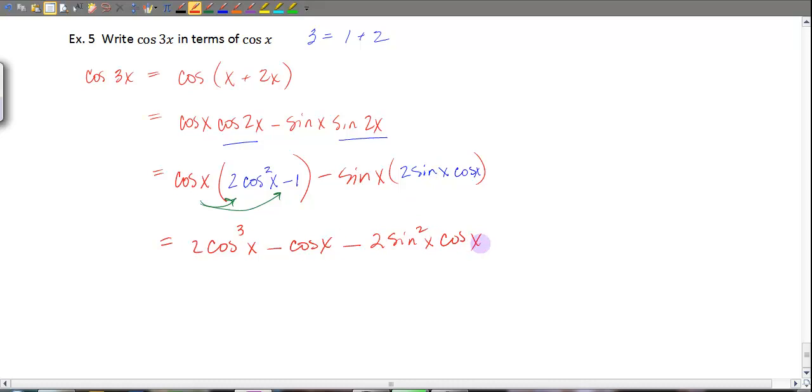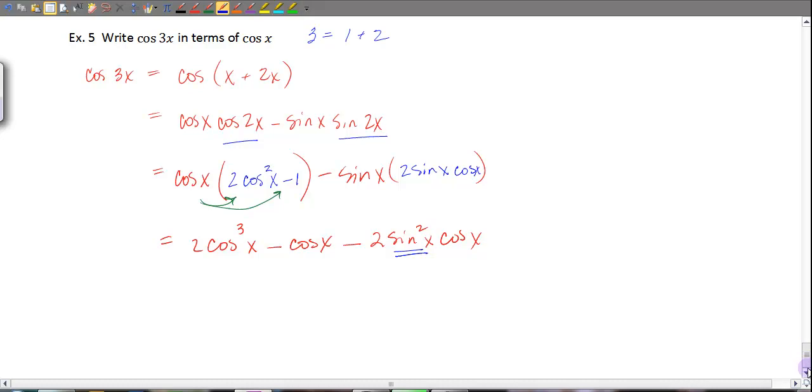So now that I'm down to this right here, again, let's keep your eye on the prize, right? I'm trying to turn everything in terms of just cosine x. So far, this is good. This term is in terms of cosine x. This thing here, the only odd man out I have is this sine squared guy. Now, anytime you see sine squared x, the first thing you probably ought to think is the Pythagorean identity, because that's going to be your best friend for a lot of things. So I'm going to replace sine squared x using the Pythagorean identity.